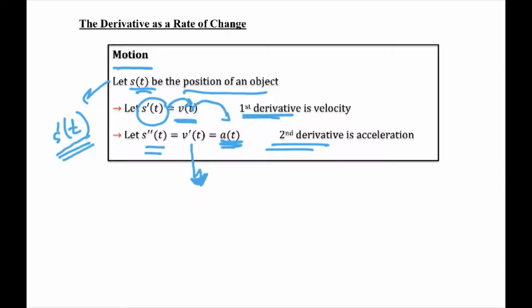Okay, now we're going to work with some problems that involve motion, specifically position, velocity, and acceleration. So remember that we could be looking at functions that give us the position of an object, like its height over time, and its derivative gives us the velocity. Let's go ahead and move on to the first example.